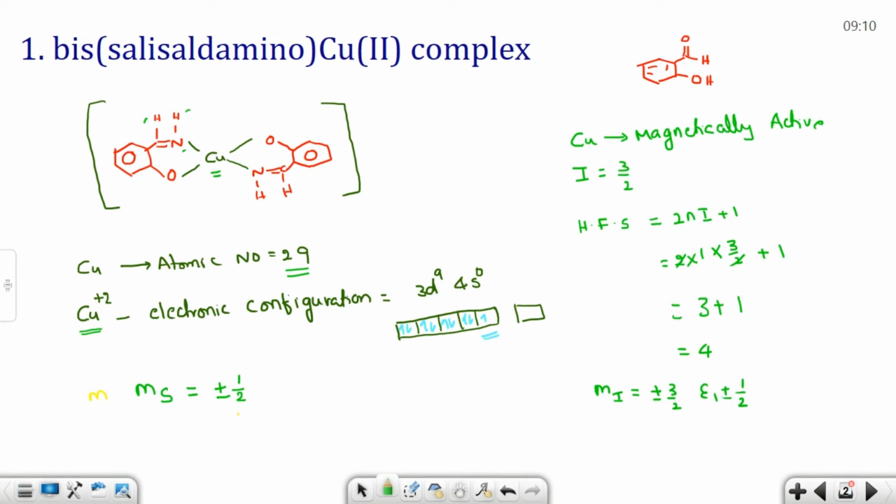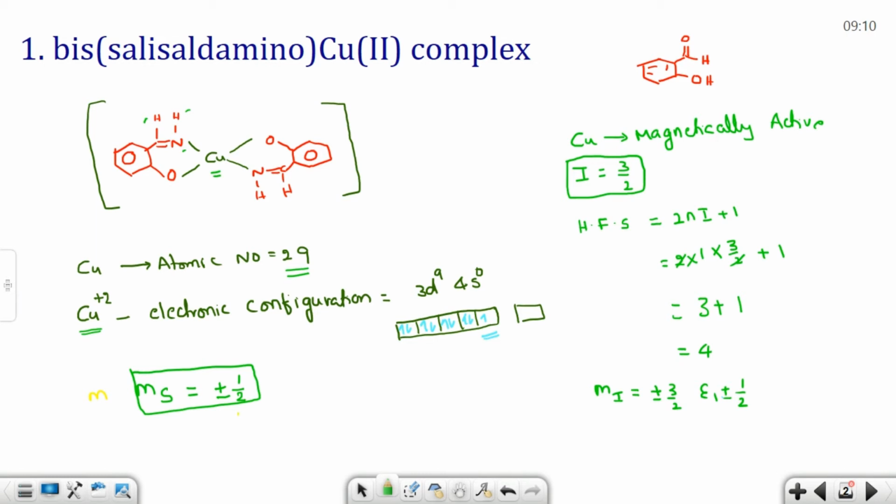We are discussing the bis salicylaldimino copper(II) complex. The atomic number of copper is 29, and copper is in the oxidation state plus 2. The electronic configuration of copper plus 2 is 3d9 4s0. Here in the dx2-y2 orbital, it has one odd or unpaired electron. Therefore that odd electron has 2 spin states, plus or minus 1 by 2.